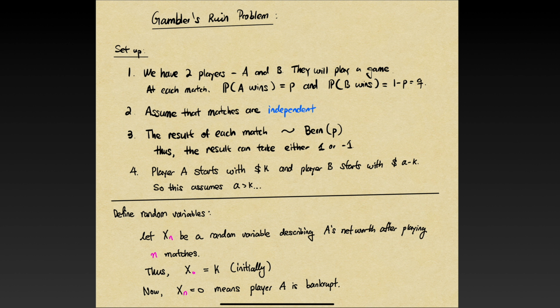We have a setup. We have two players, player A and B, and they will be playing a game many times. The probability of player A winning is given by P, and that means the probability of B winning is 1 minus P, and we set that equal to Q. And then we assume that the matches are independent. What does that mean? What is independence here?